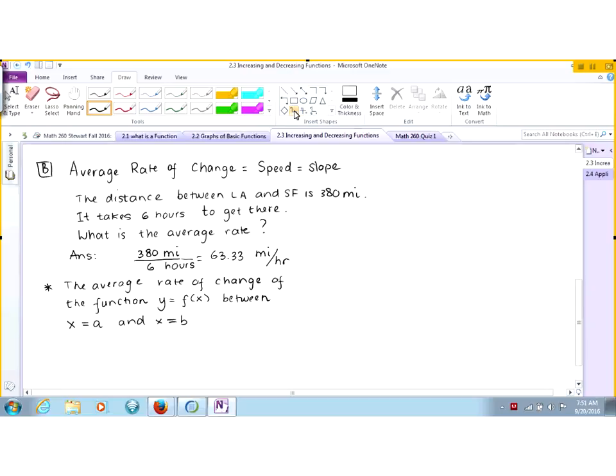So I'm going to draw it here. So if you have a function, okay, so it looks like this, and then you have this function here. This is a, this is b. Okay. So this is f of a, and this is taller, sorry. This is f of b.